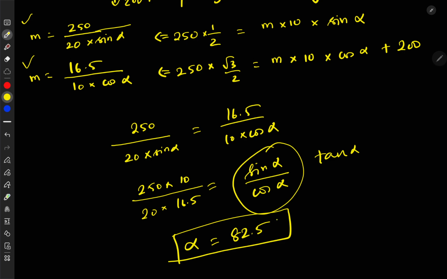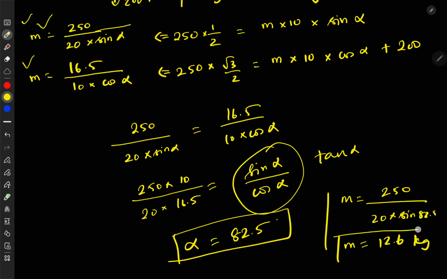Next, if you plug the alpha value into either of the equations for m, the m value will be, let's take the first one itself, m equals 250 divided by 20 into sine of 82.5. M will be 12.6 kilograms, or just 12.6 you can write. Hope this explanation helps you in understanding the concepts. Thank you, students.